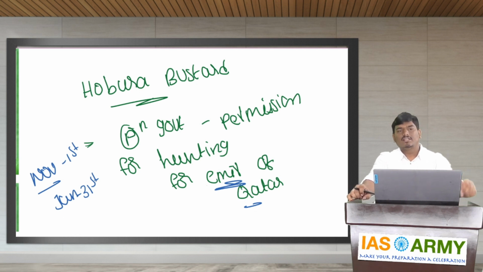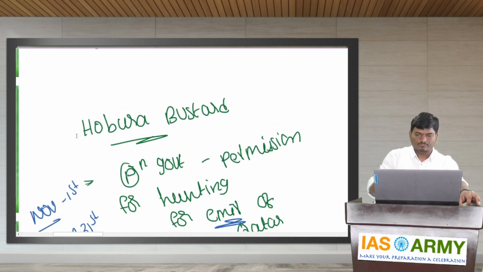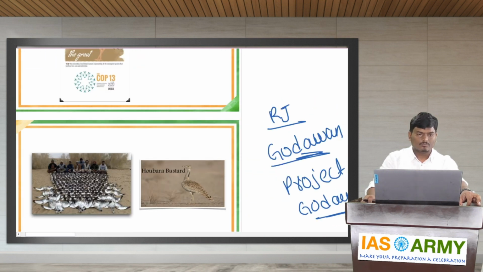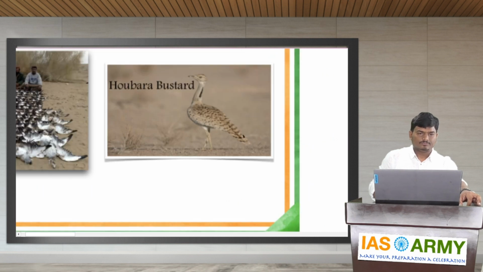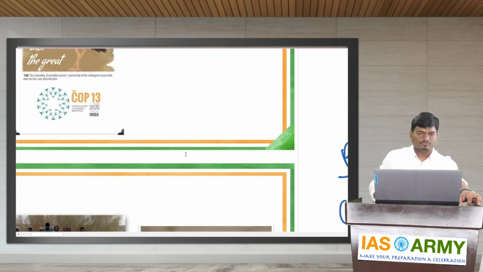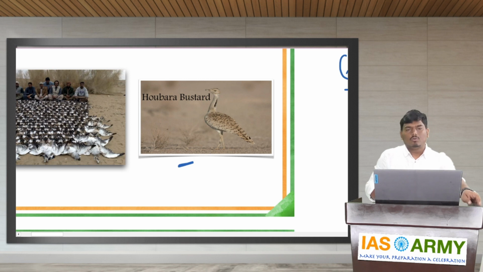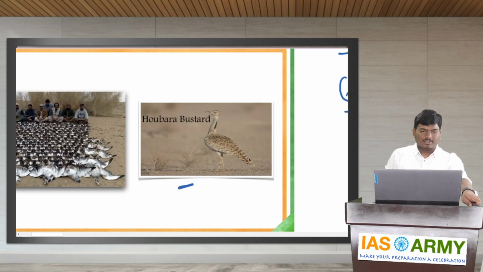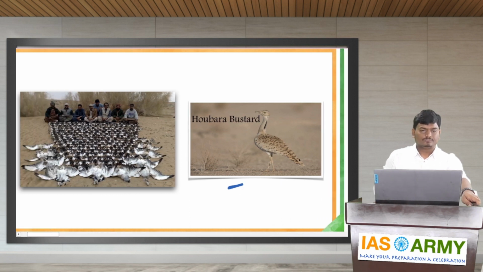That's the reason the international think tanks on conservation of bird species are against these permissions on hunting. That's the reason Houbara Bustard is in news. Let me show you the image of Houbara Bustard. This is Houbara Bustard, and here we can see images of hunting of this bustard.